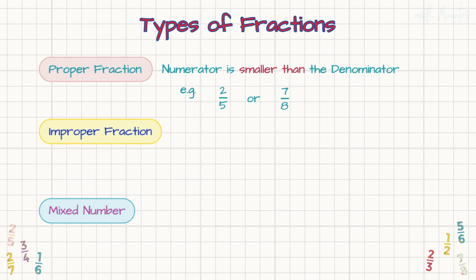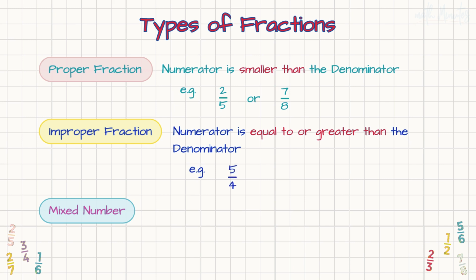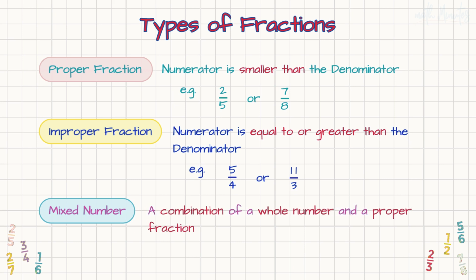2. Improper fraction. An improper fraction is when the numerator is equal to or greater than the denominator. Examples include 5/4 or 11/3. 3. Mixed number. A mixed number is a combination of a whole number and a proper fraction. For example, 3.5 or 2 3/4.